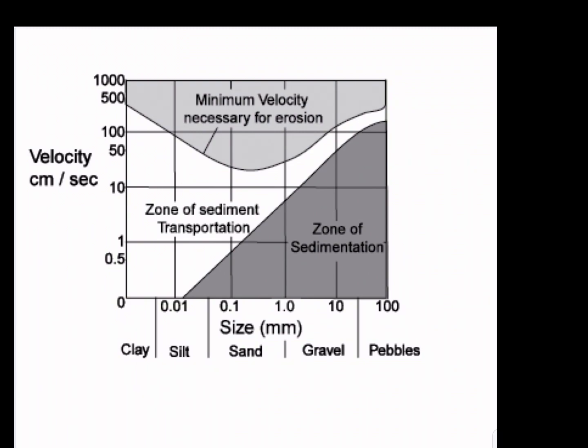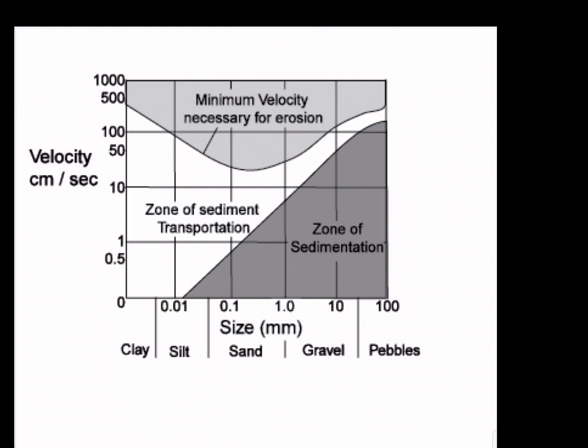Earlier I mentioned that velocity was one of the most important features or characteristics of moving water in terms of its ability to move material around the landscape. Now what I want to do is to concentrate on this diagram here, and I'll walk you through exactly how to read this diagram so you can understand the different pieces of it.